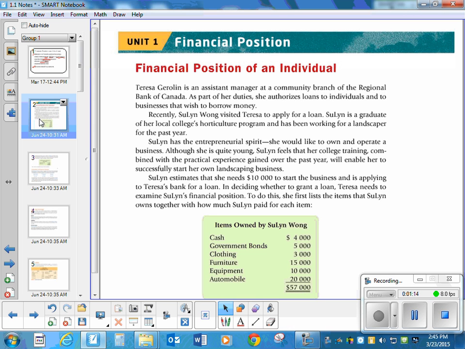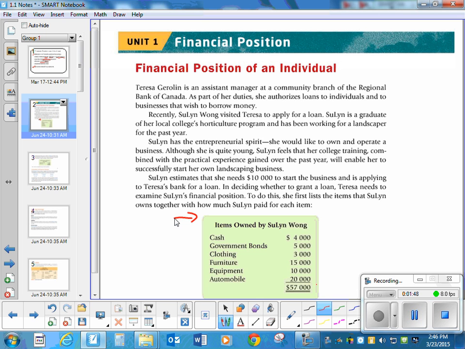And at the bottom here, you can see that she's gone into a bank and she's wanting to take a loan out to start her own landscaping business. And the bank has asked her to provide a list of all of the things that she owns. She has cash worth $4,000, government bonds worth $5,000. Government bonds are like a savings plan that you can turn into cash. She has clothing worth $3,000, furniture worth $15,000, equipment worth $10,000, and an automobile worth $20,000.